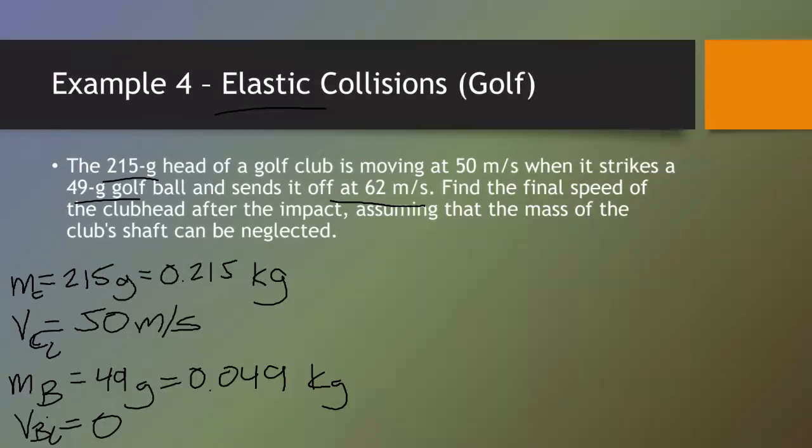And so we know the initial momentum in this case is going to come from the club itself. Or 0.215 kilograms times 50 meters per second. That will give us the initial momentum. 0.215 times 50, 10.75 kilogram meters per second.